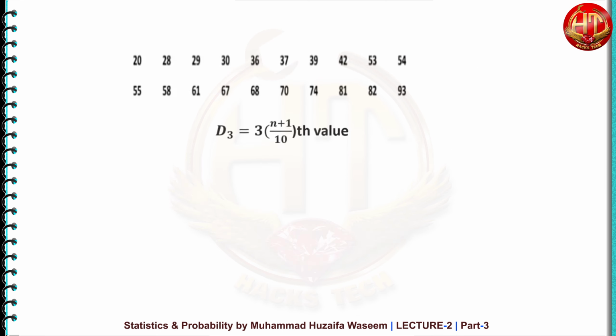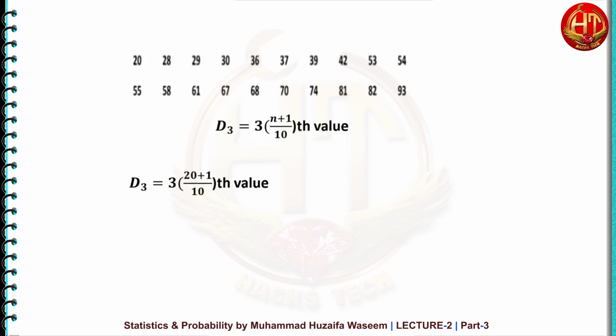Now for the third decile, put i is equal to 3 in the given formula. What is your n value, which is 20? Then (20 + 1) divided by 10 and multiplied by 3, which is equal to the 6.3 value in the given series. It means that the third decile lies between the 6th and 7th value.